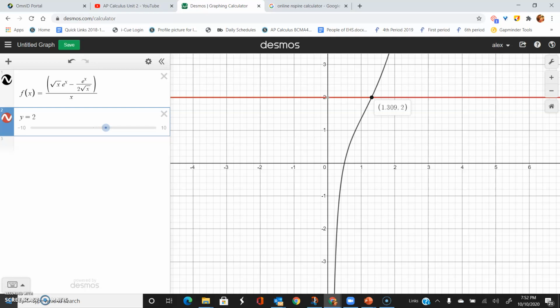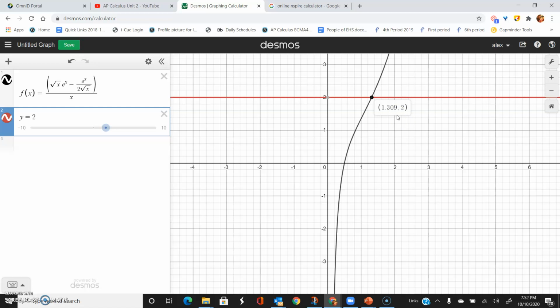I'm trying to find out when is the slope equal to 2. So this is the derivative, which is equal to 2. And so I would see the intersection of those two items.